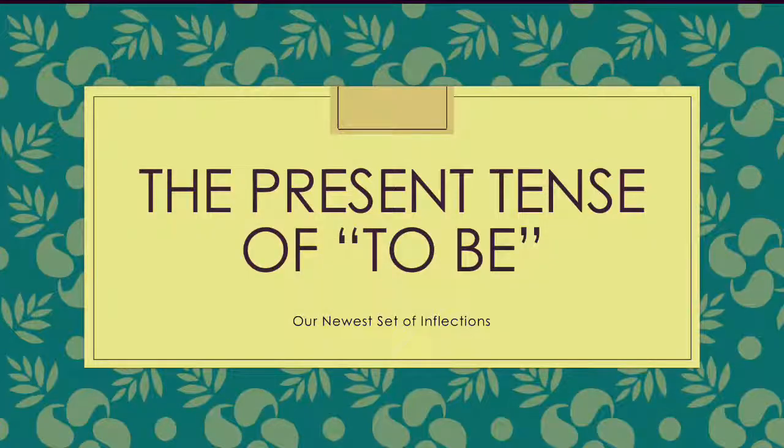This concludes our lesson on the present tense forms of the verb to be. Now, let's make sure we become very familiar with them. Class dismissed.